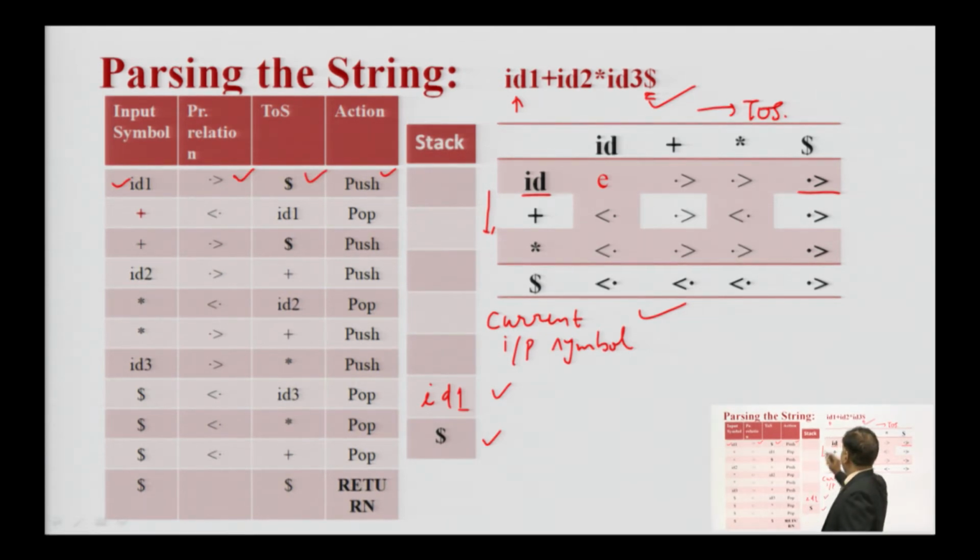The second step says, advance the current input symbol. I advanced the pointer of the input symbol one step ahead. So, now the current input symbol is plus and top of the stack is id 1. What is the relation between plus and id 1? Plus and id 1, that is less precedence. What my algorithm says, if there is a less precedence, that means pop the stack.